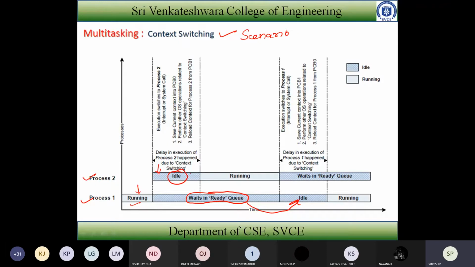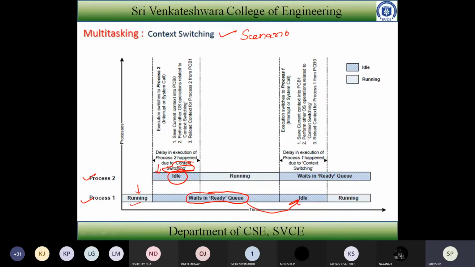So why is it going to go into the idle state? Since there is a delay in the execution of process 2, this is going to happen due to the context switching.